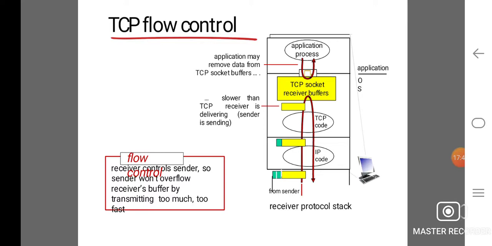TCP flow control. In flow control, the receiver controls the sender, so the sender won't overflow the receiver's buffer by transmitting too much too fast. The receiver advertises free buffer space by including the rwnd value in the TCP header of receiver-to-sender segments. Receiver buffer size is set via socket options. Typically the default is 4096 bytes, and many operating systems auto-adjust the receive buffer. The sender limits the amount of unacknowledged in-flight data to the received rwnd value, which guarantees the receive buffer will not overflow. This is the receiver-side buffer.